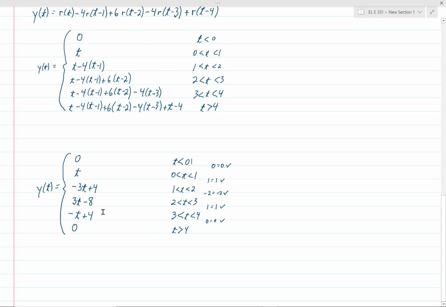What about these two expressions at t equals 3? Well, at t equals 3, this is 3 times 3, which is 9, minus 8 is 1, so we have 1. And what about this expression? Well, at t equals 3, it's minus 3 plus 4, and that's equal to 1. So once again, these two expressions agree where these two regions meet.